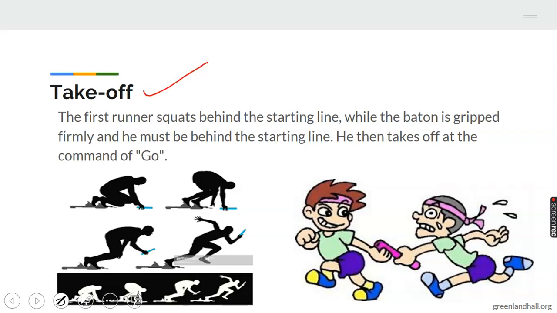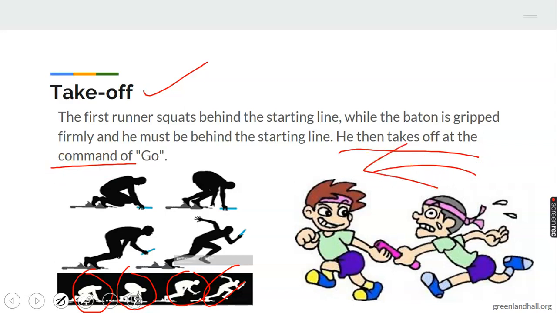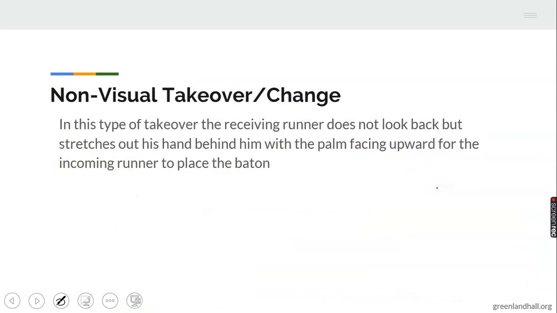Now, one, baton grip. The next one is the takeoff. The first runner will squat behind the start line. Look at it here. One is getting ready. Two is getting ready, three, and poof, it's taking off. While the baton is gripped firmly, I must be behind the start line. It then takes off at the command of what? Go! And start running. You sweat it out.